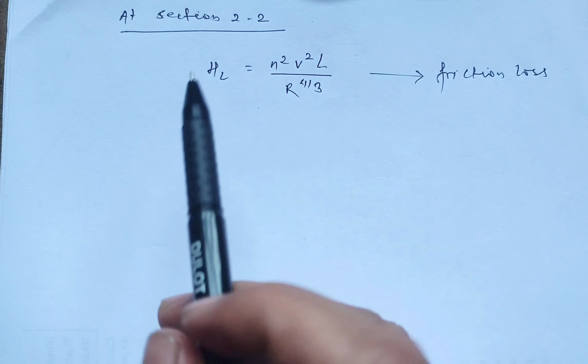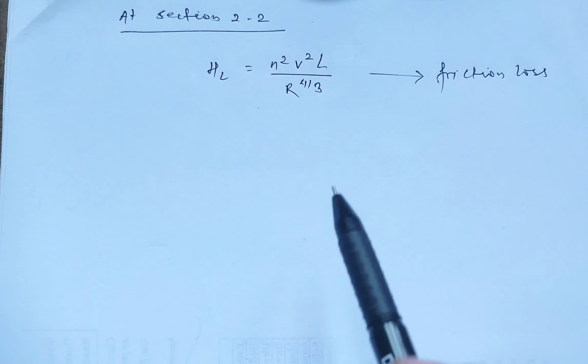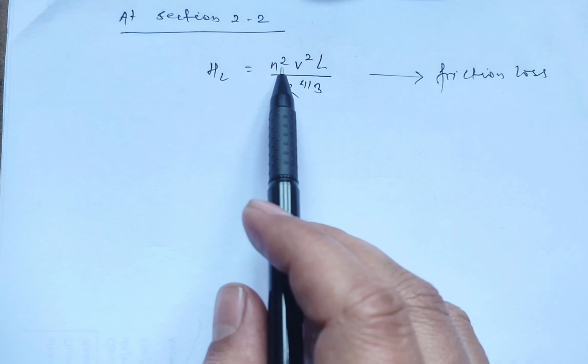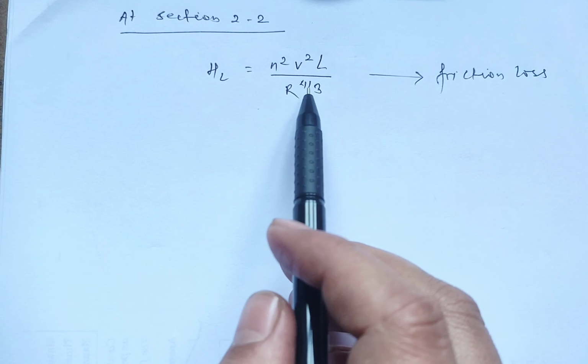After this, let's move to section 2-2, where the friction loss between section 2-2 and section 3-3 can be given as HL equals n square v square L divided by R power 4/3, where n is Manning's coefficient. This can be given as n equals 0.016 for concrete. Then we have to calculate the hydraulic radius R for the trapezoidal channel. R equals A by P, where A is 10 times 1.5 divided by the perimeter.